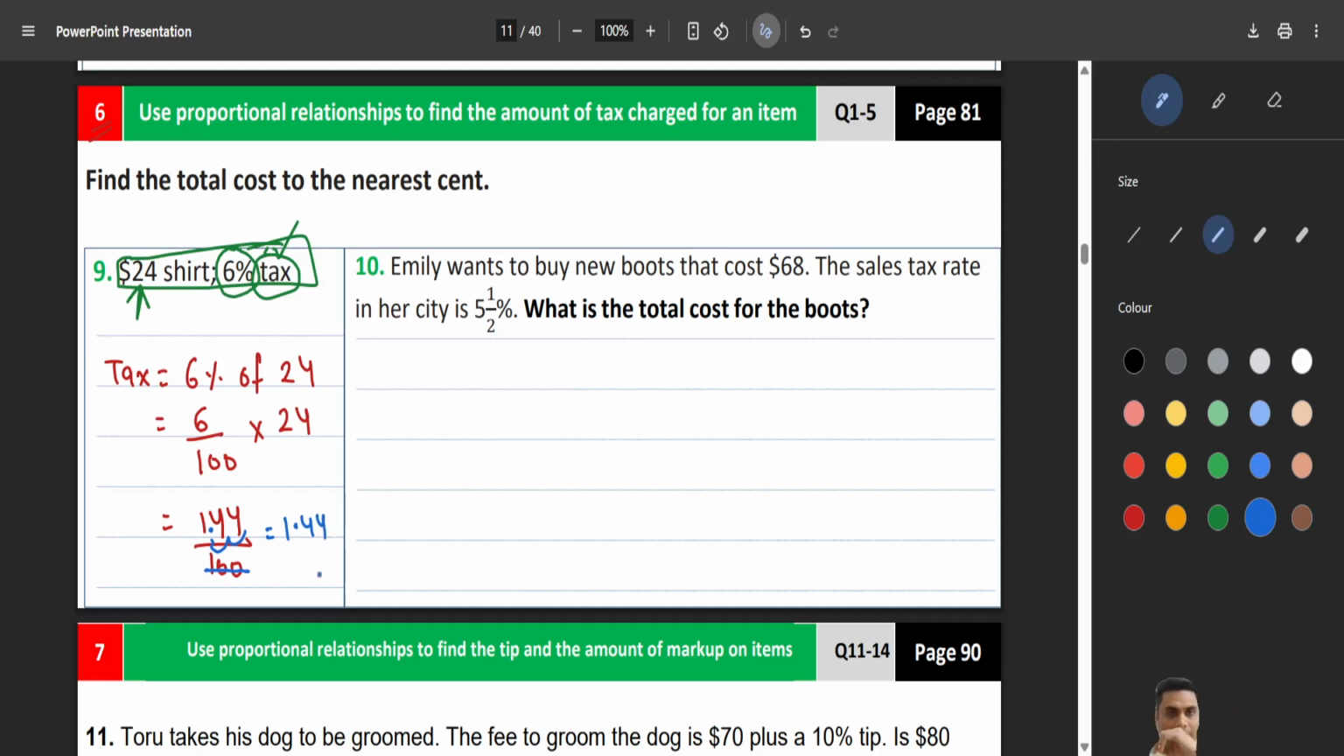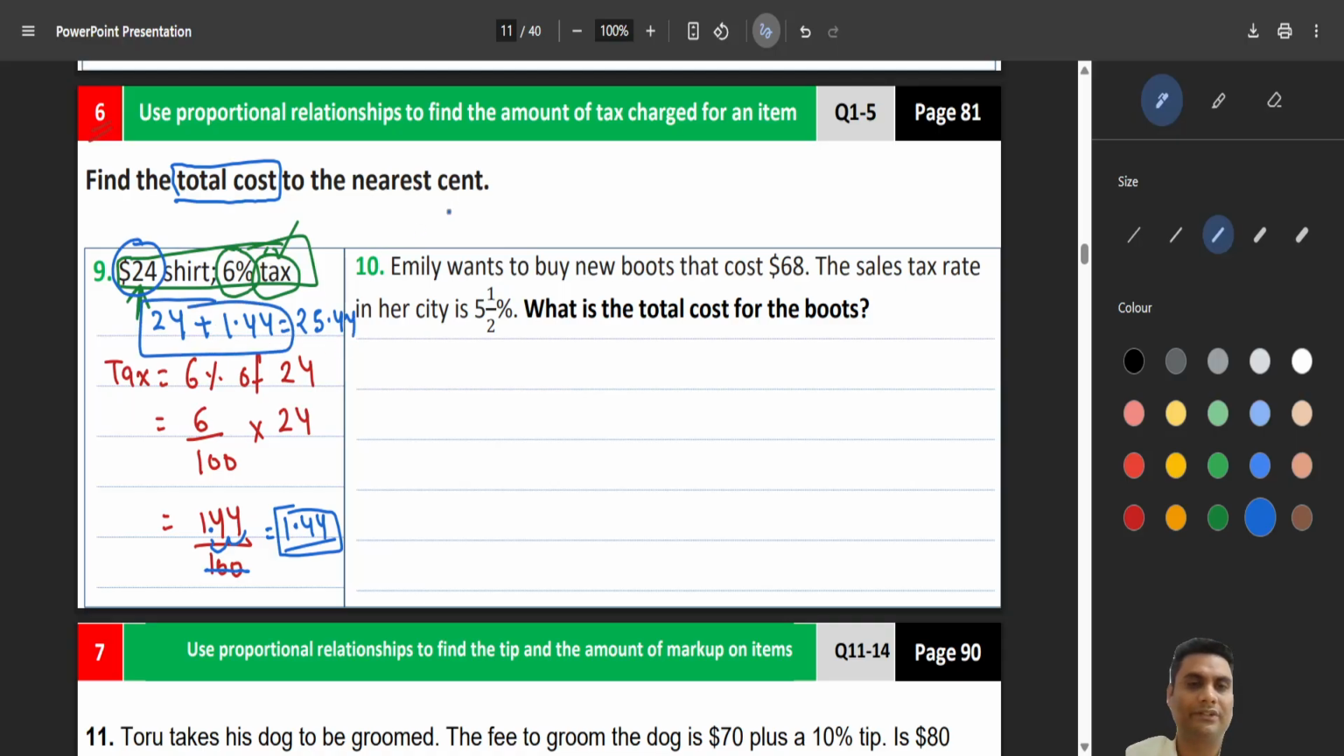Now this is the tax, right? But what do we have to find? We have to find the total cost. How will you find the total cost? Like how much money will you pay? You will pay $24 for the t-shirt, right? So let me write here, you will pay $24 for the t-shirt plus this 6% tax, which is equal to $1.44. So at the end how much will I pay? $25.44. I will tell you how I added them, because there is a decimal.